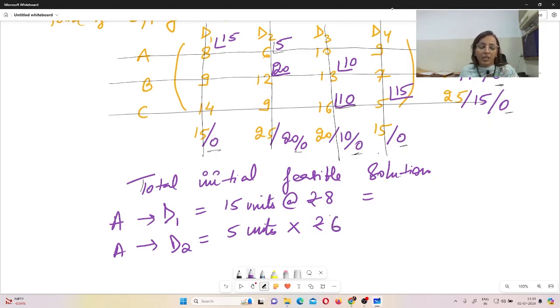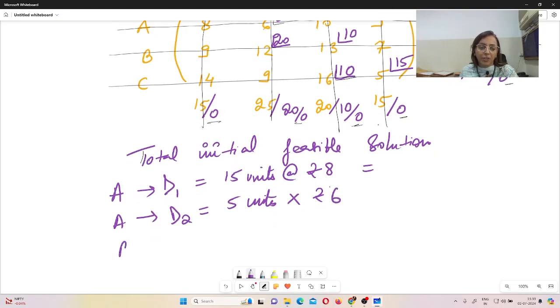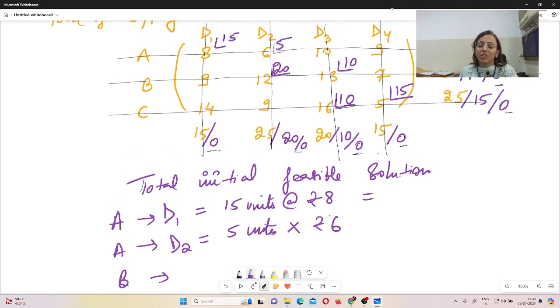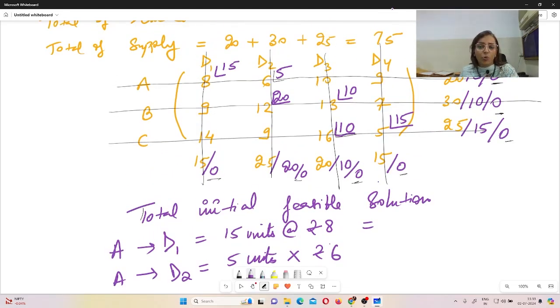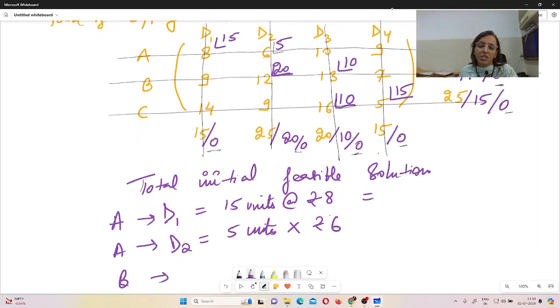Now we're coming to the next allocation, that is from B. From B, how much allocation have you given? That is to D2, and the allocation is 20 units at a rate of rupees 12. So we have given D2 the maximum allocation of 20 units, and the 20 units are multiplied by rupees 12.